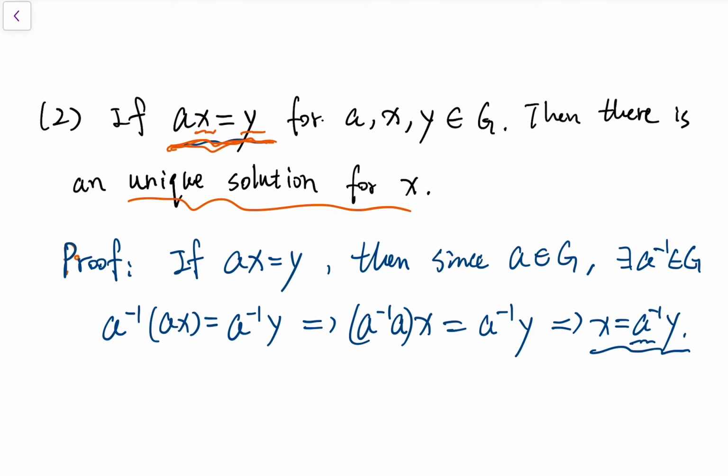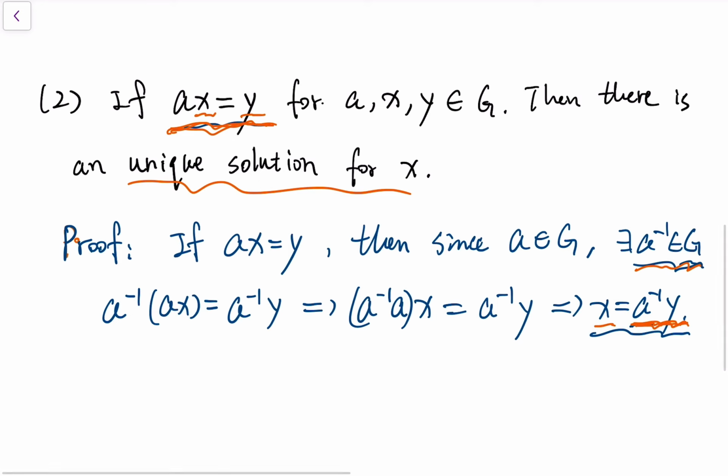Because A inverse is an element of G, we find it from G, and Y is also an element of G, the multiplication of two elements in the group is another element in the group. So we found a solution for x. And now we need to show that this solution is the only solution for the equation.